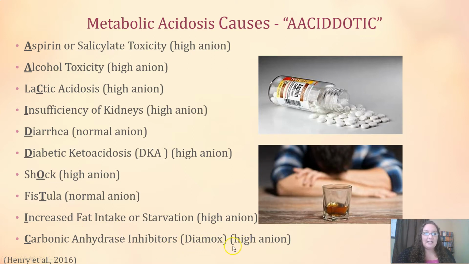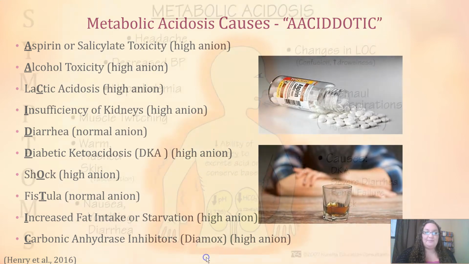Carbonic anhydrase inhibitors, Diamox. It's a high anion. What happens is Diamox is a bicarb reuptake inhibitor. So it tells the body, hey, we don't need this bicarb, let's get rid of it. So it gets rid of the bicarb, and then you end up being in acidosis.